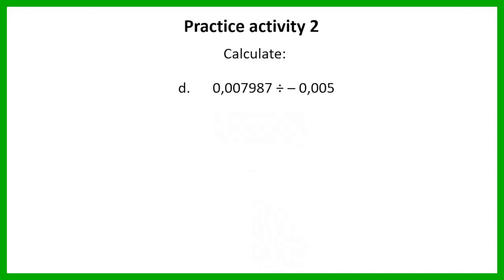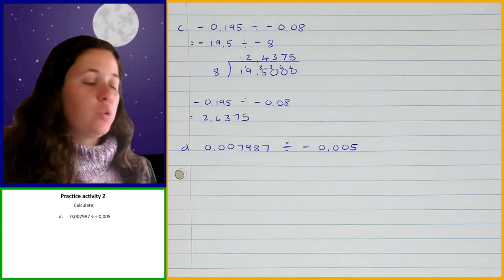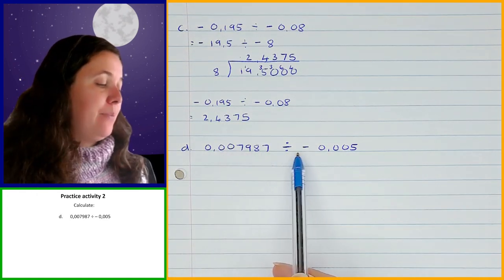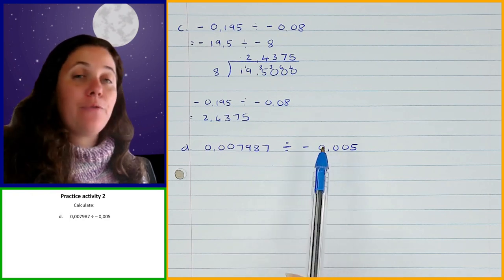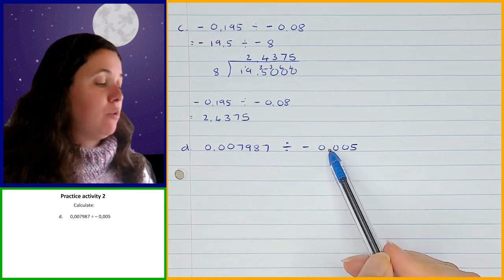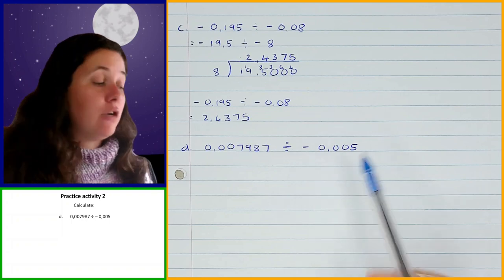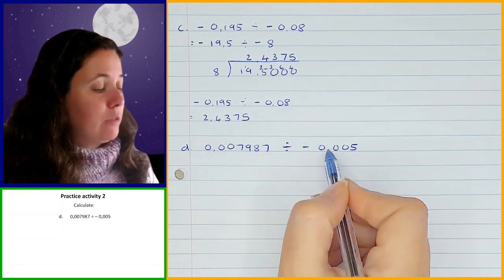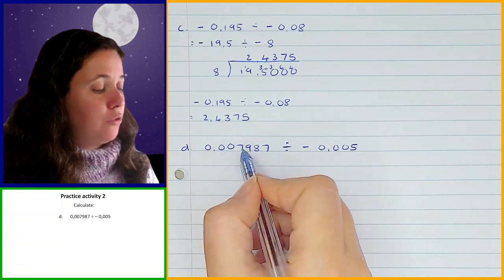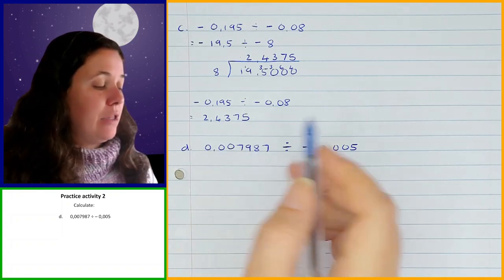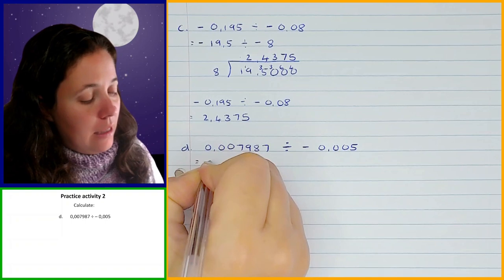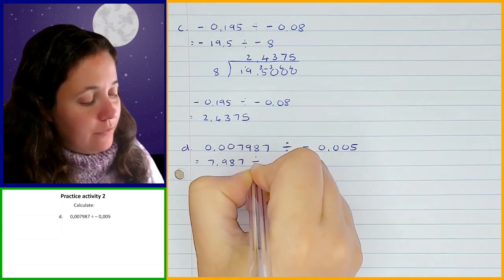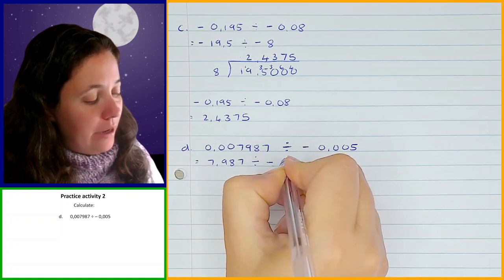Okay, so let's go through that last question. So we have 0.007987 divided by negative 0.005. The first thing we're going to do is move our decimal point by multiplying by 1,000. So that's going to give us 5 over there. Then I must do the same thing over here, multiplying by 1,000. So this will be 1, 2, 3. The comma is going to be between the 7 and the 9. So I'm going to have 7,987 divided by negative 5.